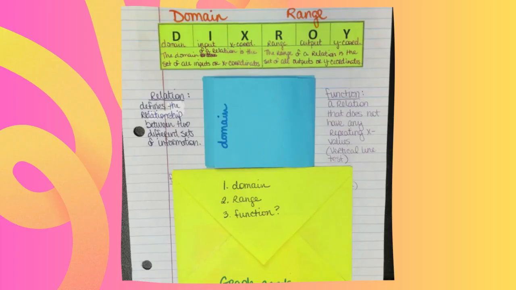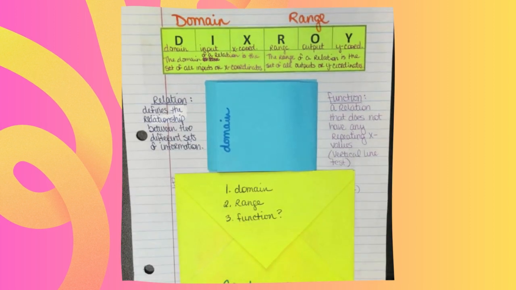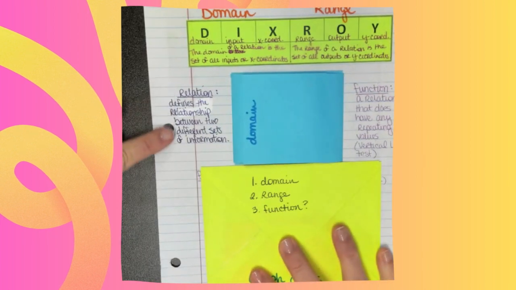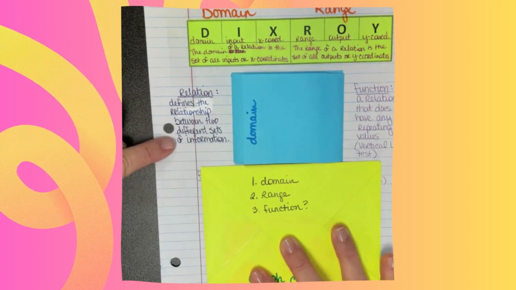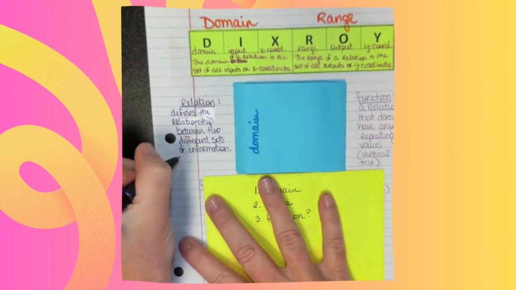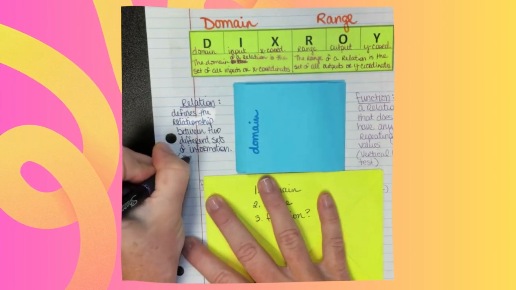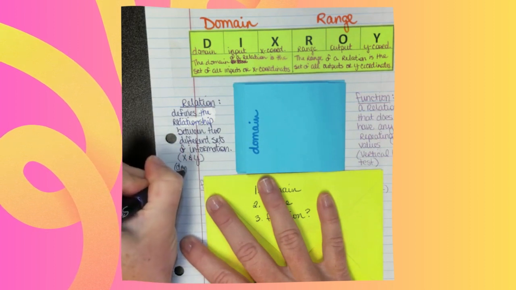Okay, so your note page is going to look similar to this. I need you guys to add two definitions into your note page. So first we're going to talk about a relation. A relation defines the relationship between two different sets of information. Usually in math, those two different sets of information are going to be your x and your y, your domain and your range.